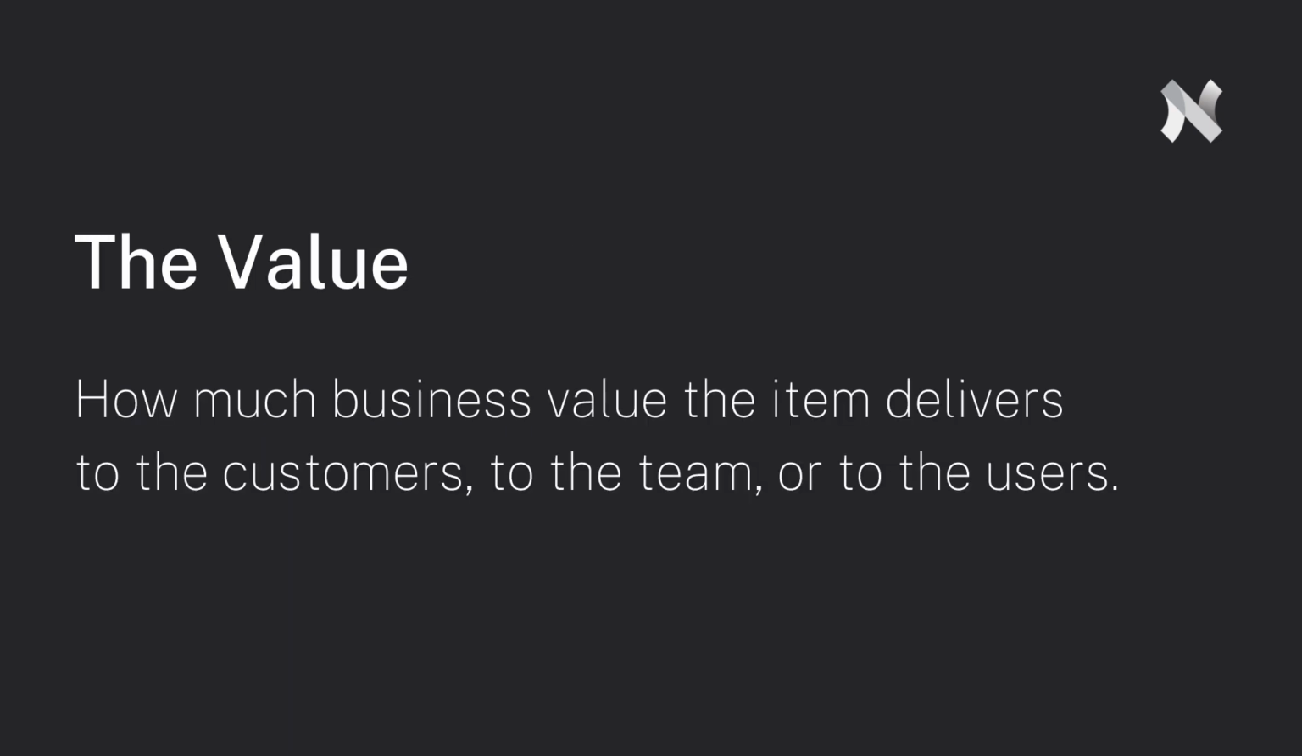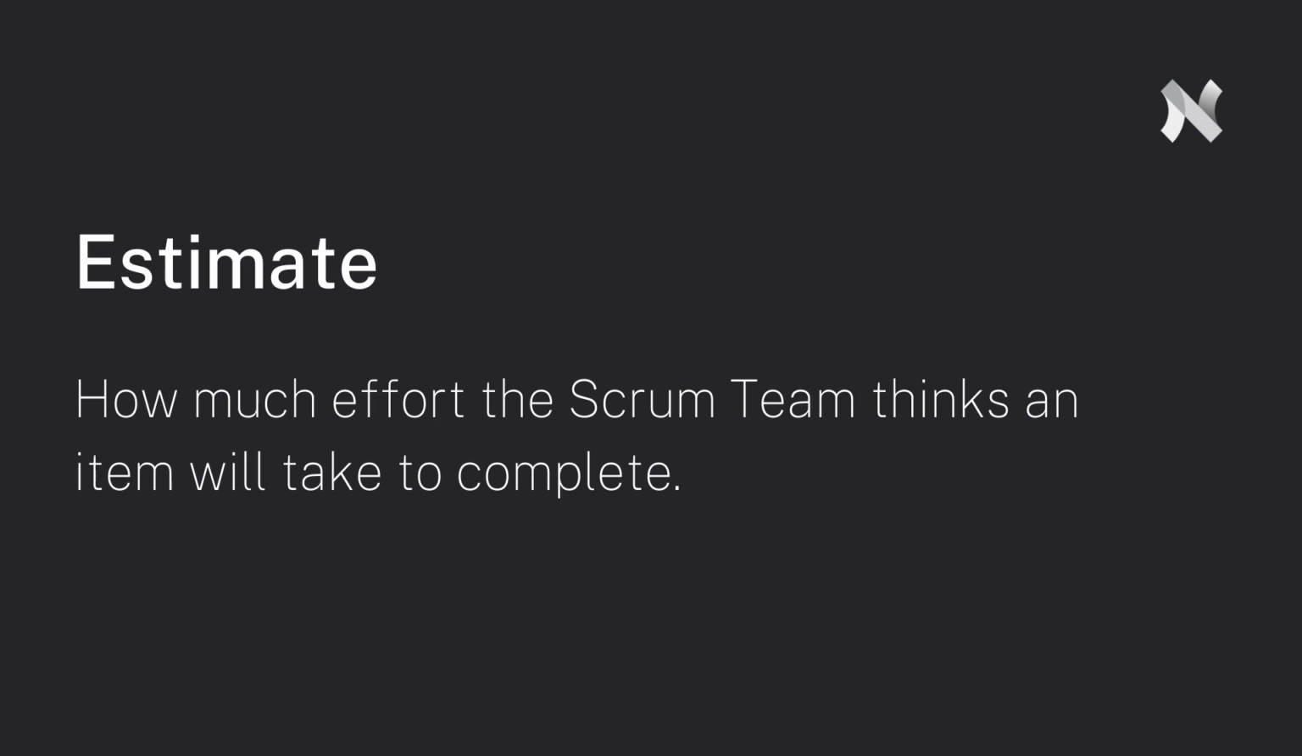First, there's the item description. The item description is exactly what it sounds like. It describes an item. When you're writing an item description, it's a good idea to be really clear when adding product backlog items, so the details are encouraged. Next, we have the value field. This is the field that tells us how much business value the item delivers to the customers, to the team, or to the users.